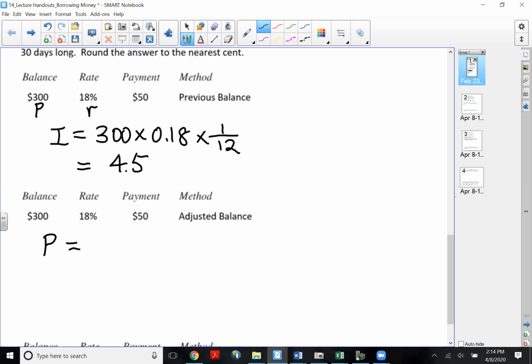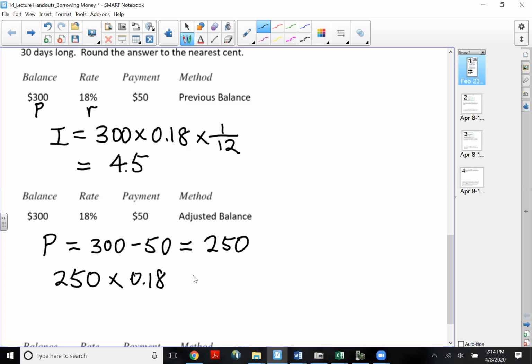So my balance last month was 300. This month I paid $50. So that means my new balance on my credit card is only $250. So we'll use the $250 to calculate the finance charge: 0.18 times, the time is always 1 month out of 12 months in a year.